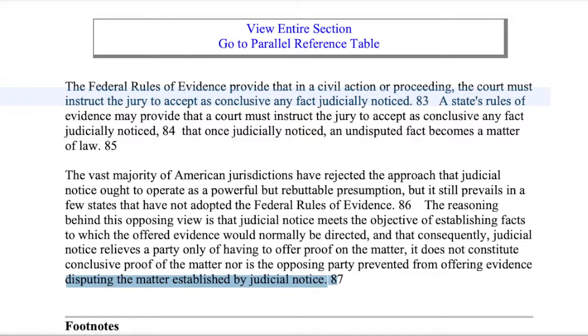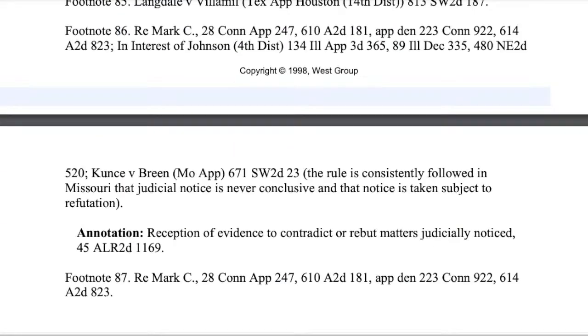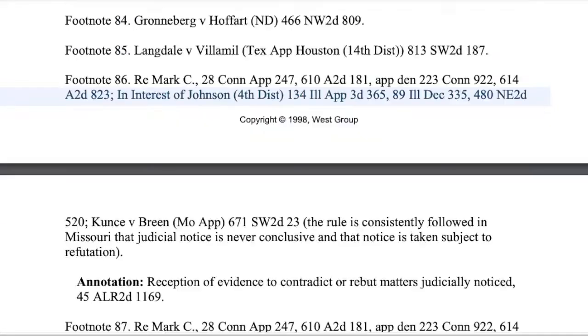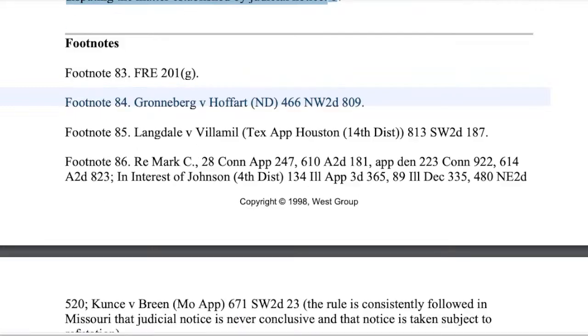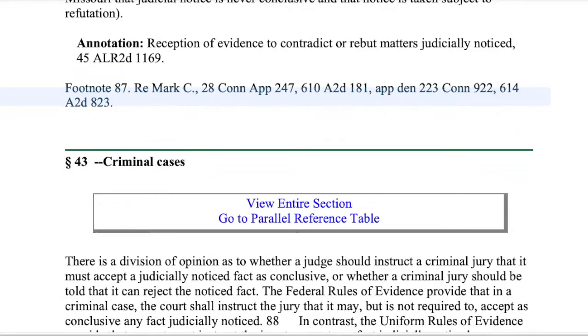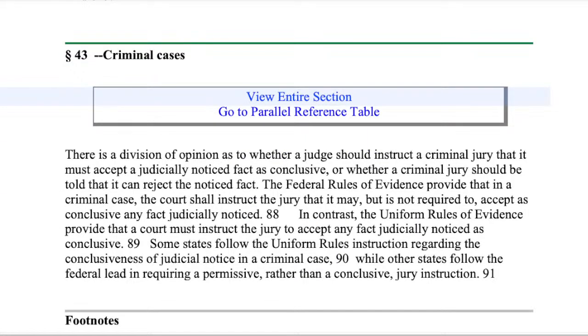So that's an interesting perspective. That's footnote 87. Okay, so no other notes on the footnotes. And that takes us to section 43, the criminal cases. Let's jump over here to the chat really quick and make sure.